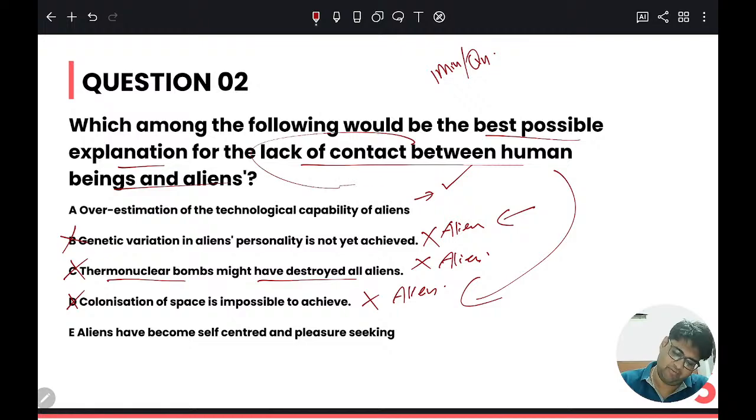We are looking for the best possible explanation for the lack of contact. This cannot be explained. This is something very alien, a concept that cannot be explained. This also cannot be explained. Colonization also cannot be explained. Aliens have some self-centered and pleasure-seeking nature.